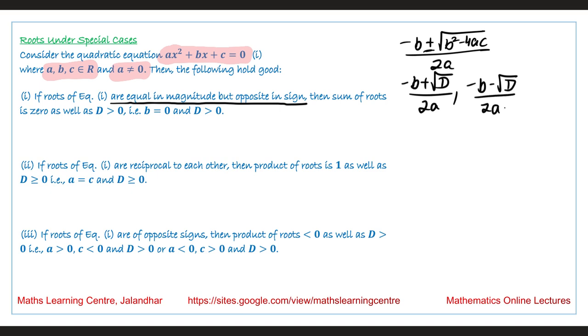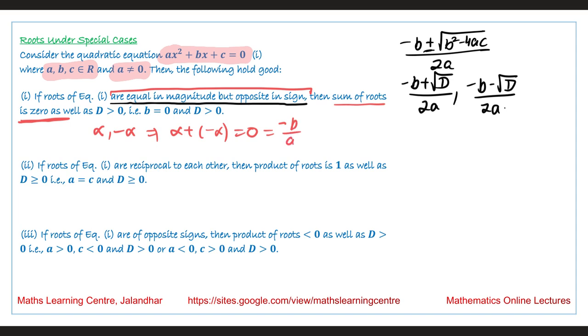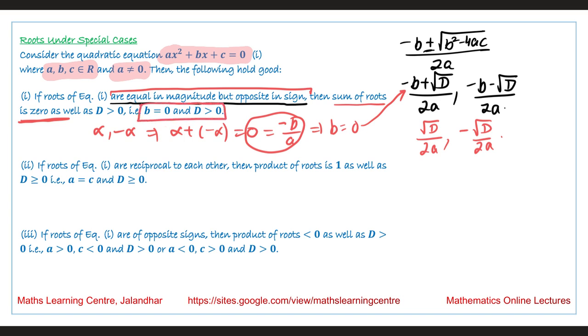The first condition is that they are equal in magnitude but opposite in sign. So the sum of the roots is 0. If the two roots are alpha and minus alpha, then alpha plus minus alpha is equal to 0, and the sum of the roots is given by minus b by a. Minus b by a is 0. This implies b is equal to 0. So if we substitute b is equal to 0 here, the roots will be square root d by 2a and minus square root d by 2a. So what we have is that b is equal to 0 and d is greater than 0.